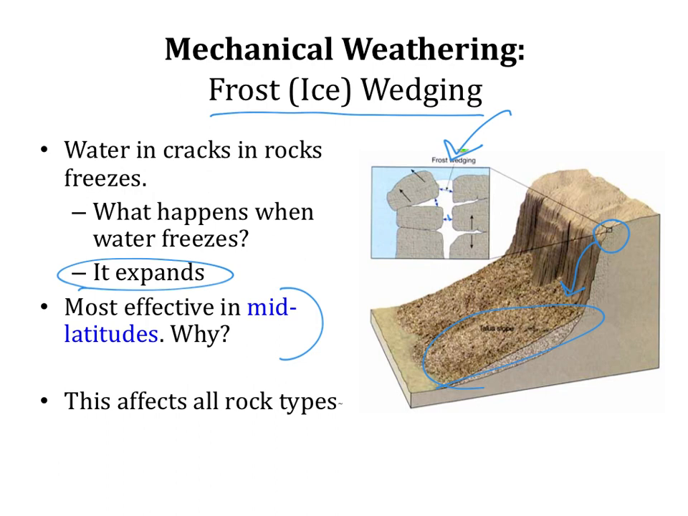If you go way up north near the poles, the temperature goes below freezing and stays down there. If you go towards the equator, they don't get below freezing very often. So this can affect all rock types. All rock types usually have water in them, and that water can freeze to ice.